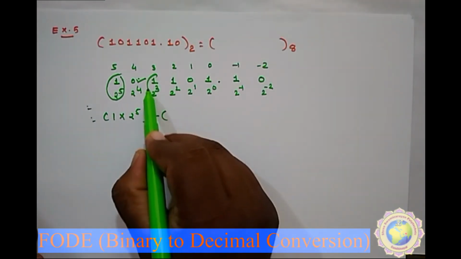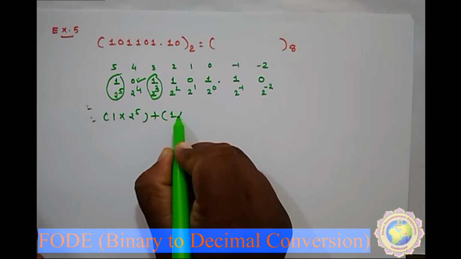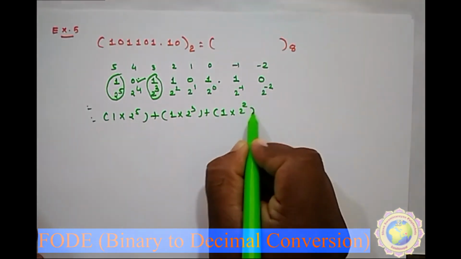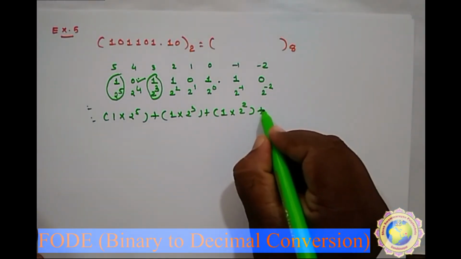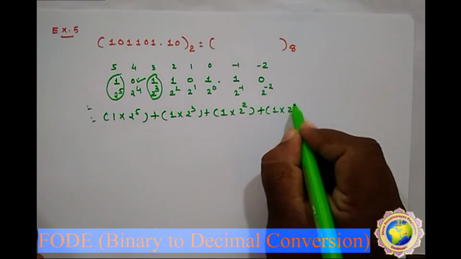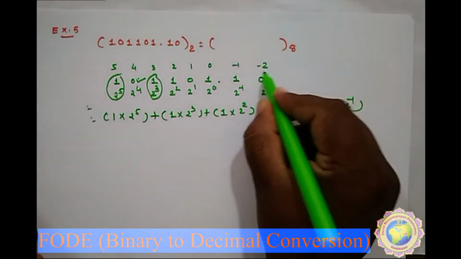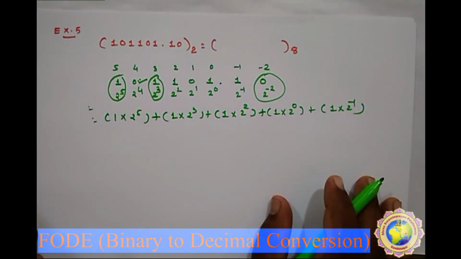So next is 1 into 2 raised to 3. Next is 1 into 2 raised to 2. Next is a 0, so you don't need to write 1 into 2 raised to 0. And next 1 into 2 raised to minus 1. This is not required. Okay.